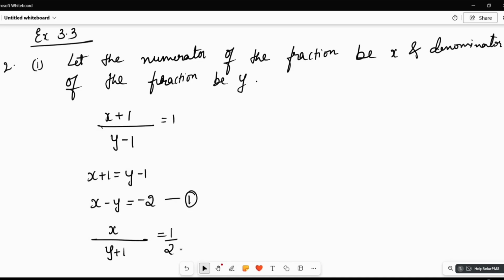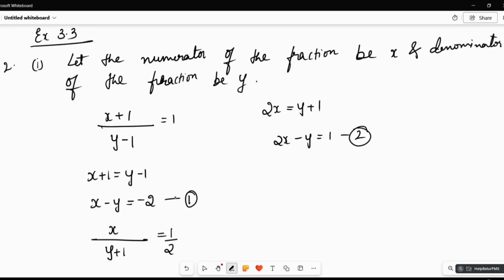Okay. So again we repeat. It becomes 1 by 2 if we only add 1 to the denominator. So x by y plus 1 is equal to 1 by 2. Cross multiply. 2x is equal to y plus 1. 2x minus y is equal to 1. Second equation. Now solve for x and y. Do it by the elimination method. Use the elimination method to find x and y.